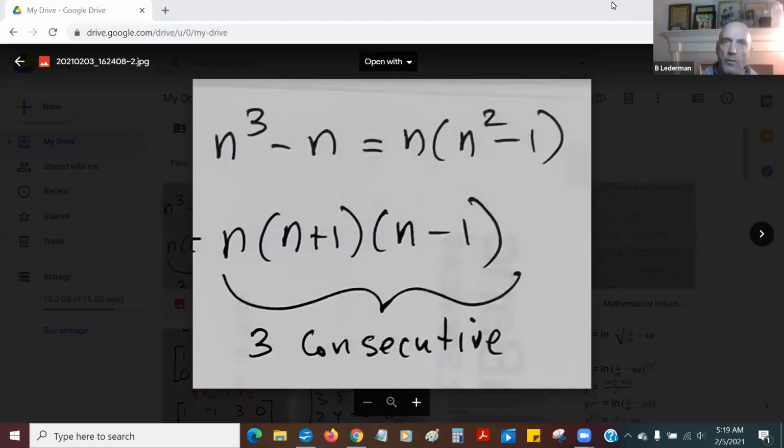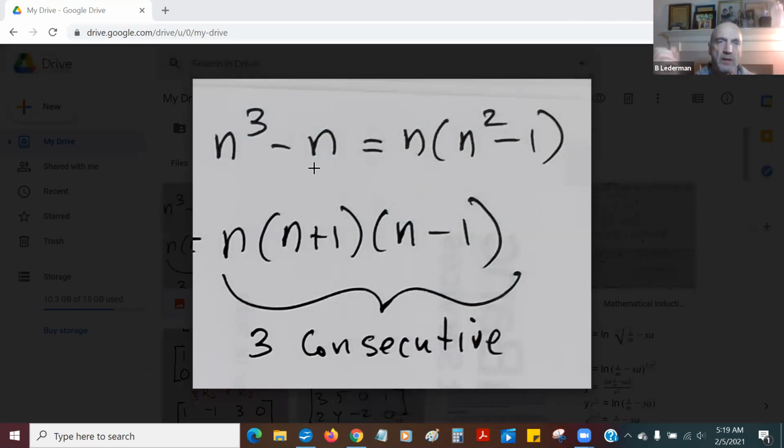Hi, everybody. We had a problem in the number theory text in the beginning of the first chapter. We want to prove that if we have n to the third power minus n, where n is any positive integer, this is always divisible by 6. So what we did is we factored out the n, and we have n times n squared minus 1. Then we factored the n squared minus 1 as a difference of two squares: n plus 1, n minus 1.